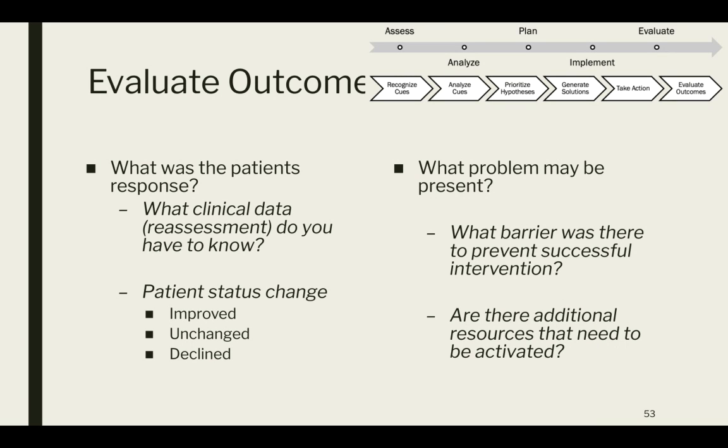All right, so now we're going to evaluate our outcomes. This is the same as the evaluation phase of the nursing process. What are we doing here? We are reevaluating in the context of what? The goals that we outlined for their care. What was the patient's response? So what clinical data, that's your reassessment, do we have to show that something changed? How are they now compared to how were they before? How did the patient respond to the thing you did to make them better?